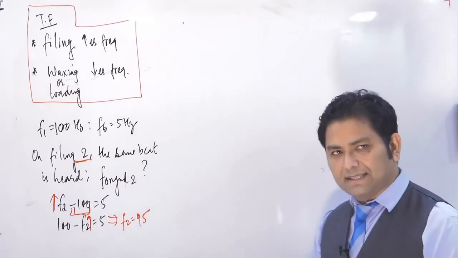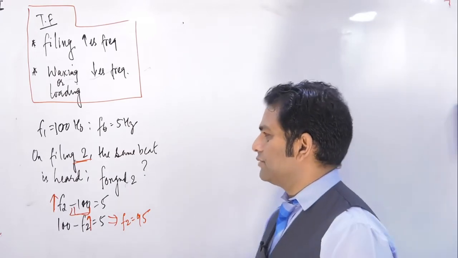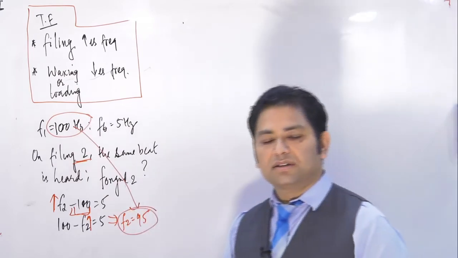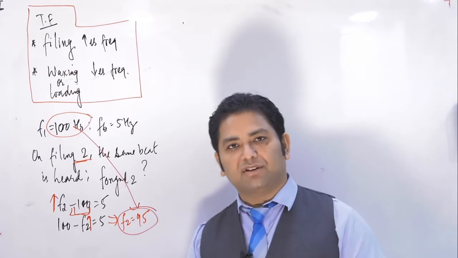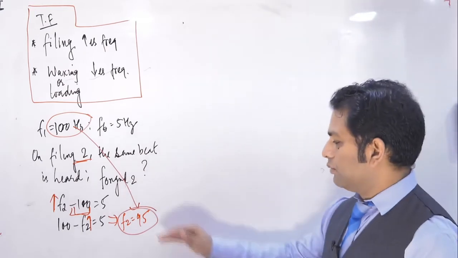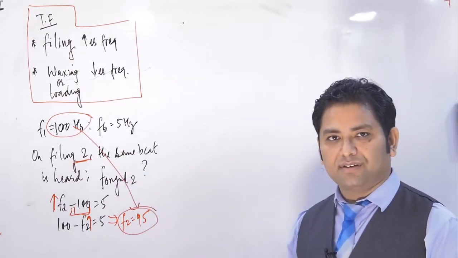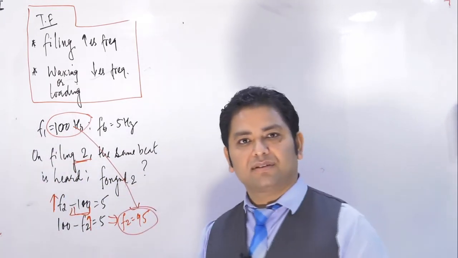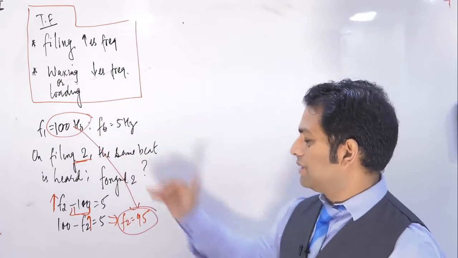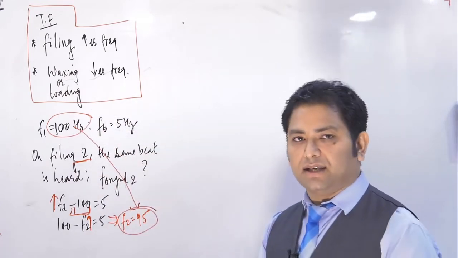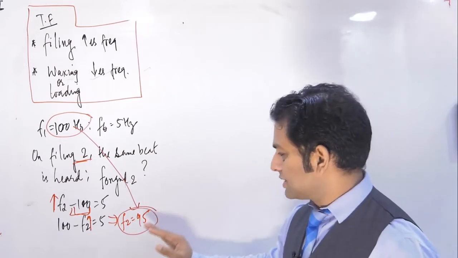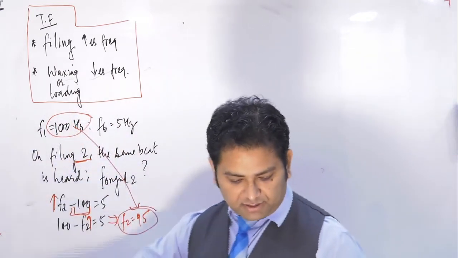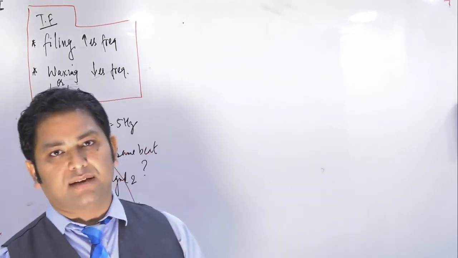Now, how do you get that? You just try to understand. 100 with 95 will have a beat of 5. Now when F2 increases to 105, 105 beating with 100 will again be 5. So this is how we come up with the conclusion. Initially it was 95, you increase it and it becomes 105, and 105 beating with 100 will again be equal to 5 Hz. This is how it comes.